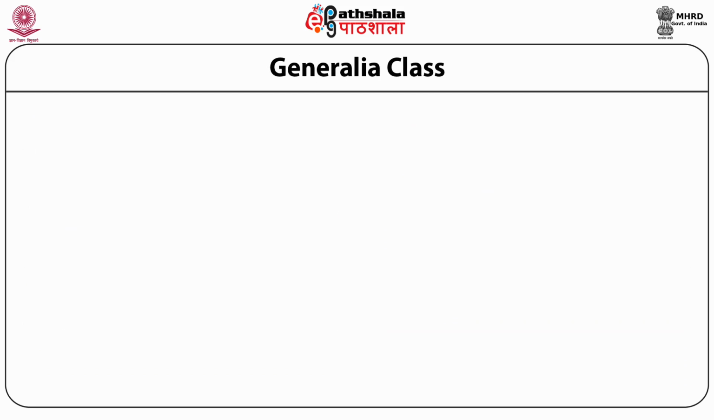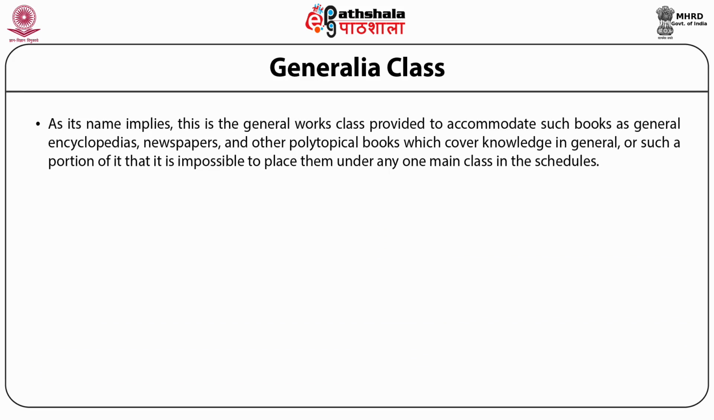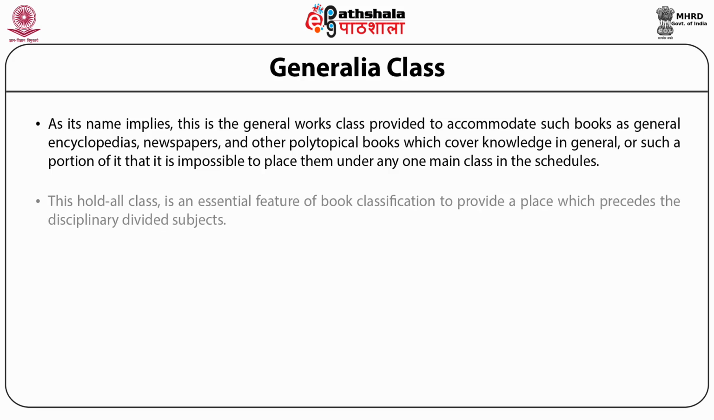Among the main classes, most important and a requirement for library classification is what is called the Generalia Class. As its name implies, this is the general works class, provided to accommodate such books as general encyclopedias, newspapers, and other polytopical books which cover knowledge in general, or such a portion of it that it is impossible to place them under any one class in the schedules. It is a hold-all class, and it is the essential feature of book classification to provide a place which precedes the disciplinary divided subjects. It means that the Generalia class is the first main class in any general system of classification.